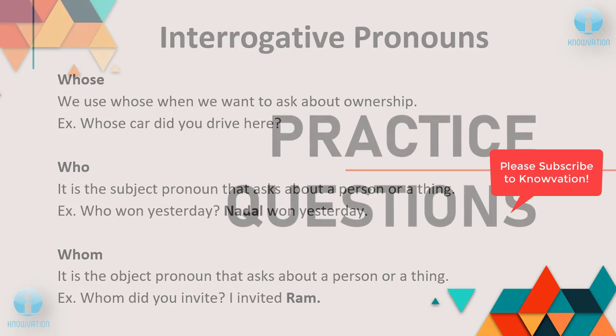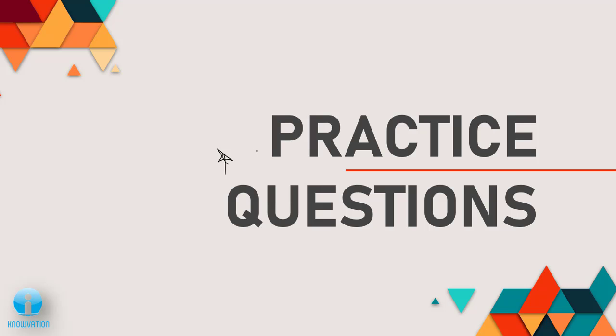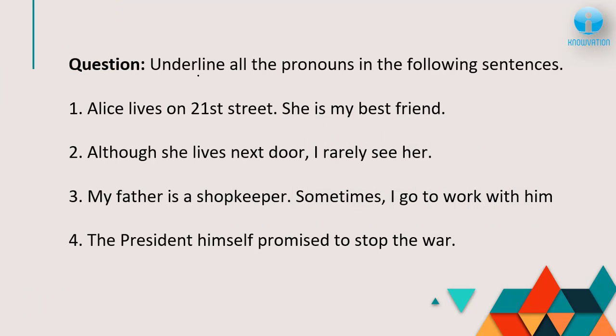Now coming to some important practice questions, all right? So first of all, as usual, underline all the pronouns in the following sentences. Okay, so Alice lives on 21st Street. She is my best friend. Okay, so she here is my pronoun. Although she lives next door, I is another pronoun, rarely see her. So friends, her is also an object pronoun, object personal pronoun.